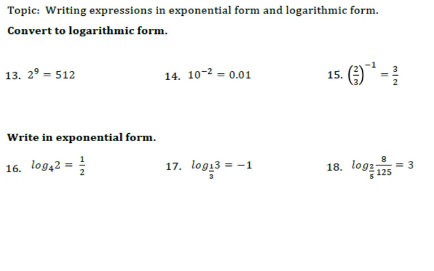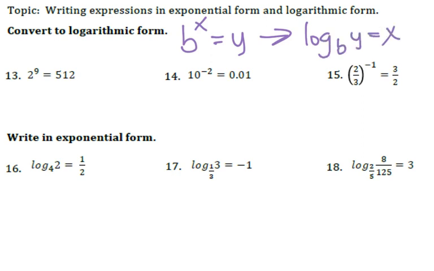And remember, to go from exponential, we have b to the x equals y. To change it to logarithmic, we just go log base b of y equals x. So my b here is 2, so I go log base 2 of my y, which is 512, equals my exponent 9.